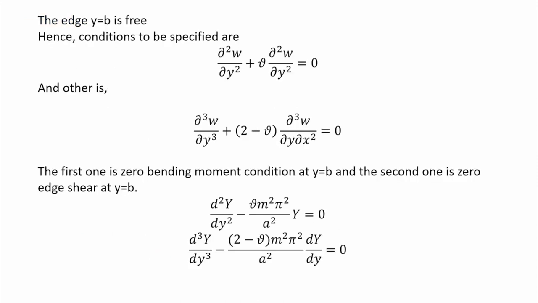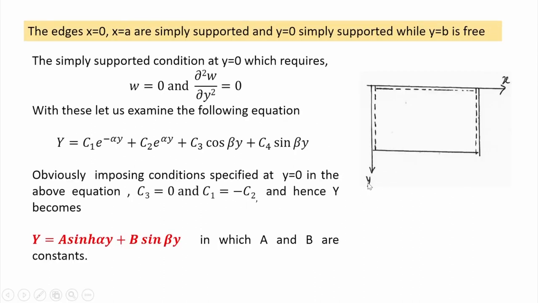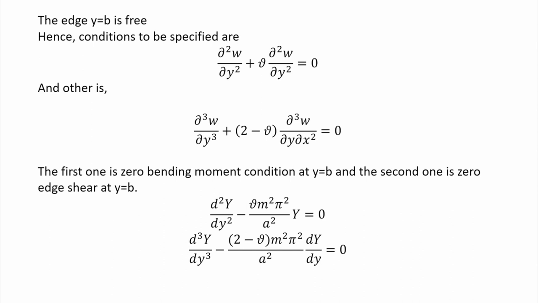For the edge y equal to b, at the free edge there are two boundary conditions instead of three, because of Kirchhoff's edge shear. So here the plate is simply supported at the two opposite edges, x equal to 0 and x equal to a, and the edge y equal to 0 is also simply supported, but the other end is free. It is a rectangular plate of dimension a by b. This is the origin, x is measured along this direction, positive, and y is measured along this direction.